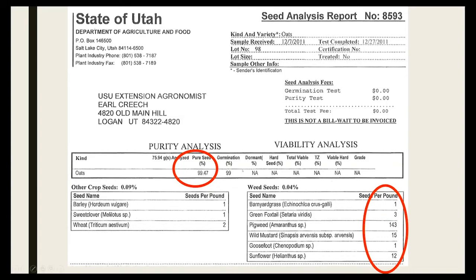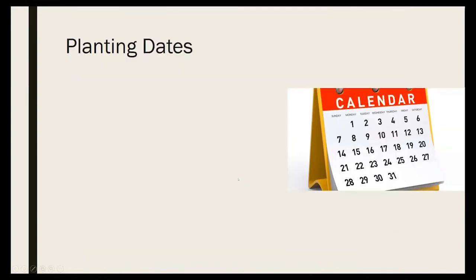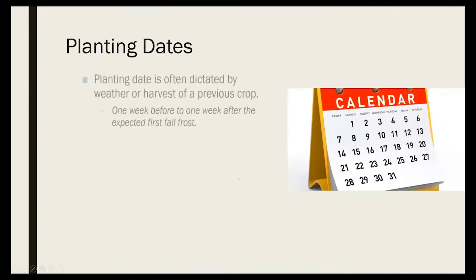So plant good seed, good clean seed, get certified seed with the blue tag, and you'll know that it's clean and free of weeds. Okay, now let's move into planting dates.